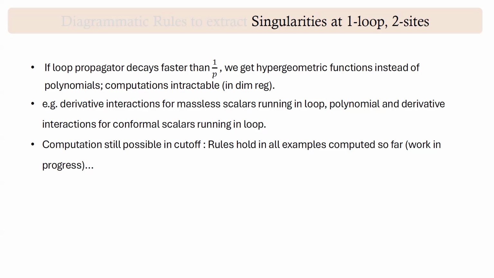However, it's work in progress that one can still compute these diagrams in cutoff. And we have tried to compute examples where we have complicated interactions that will give you propagators decaying faster than 1 by p and so on. And we see that our rules still hold. We have not found any example where the results deviate from what we expect from the rules.